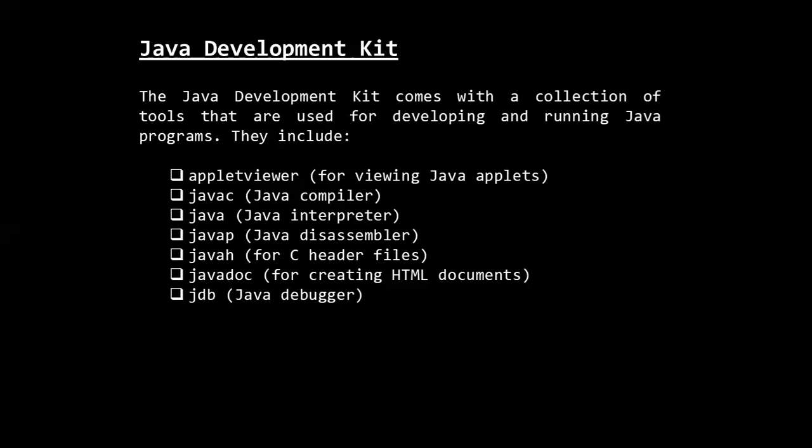To create a Java program, we need to create a source code file using a text editor. The source code is then compiled using the Java compiler Javac and executed using the Java interpreter Java. The Java debugger JDB is used to find errors, if any, in the source code. A compiled Java program can be converted into a source code with the help of Java Disassembler Javap.